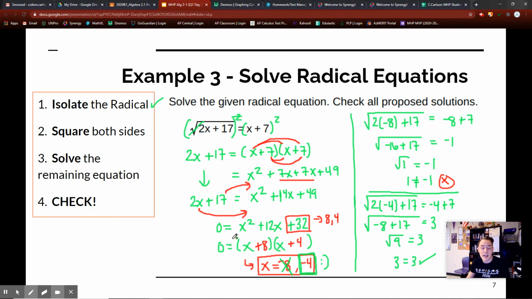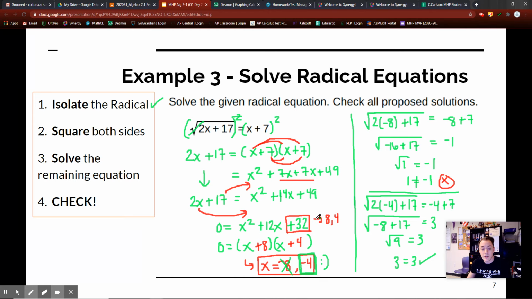The reason why I do that is because I recognize that the inverse of a radical is a quadratic, which I have, and I need to solve it accordingly. How do I solve quadratics? I have to set it equal to 0 on one side. It's easier to subtract the 2x and the 17 over on the right side and to get 0 on the left side. So that's what I did. So I got x squared plus 12x plus 32.